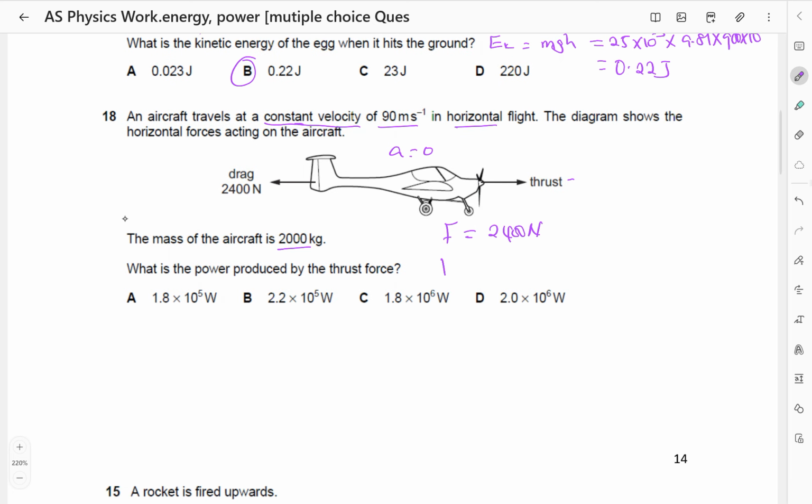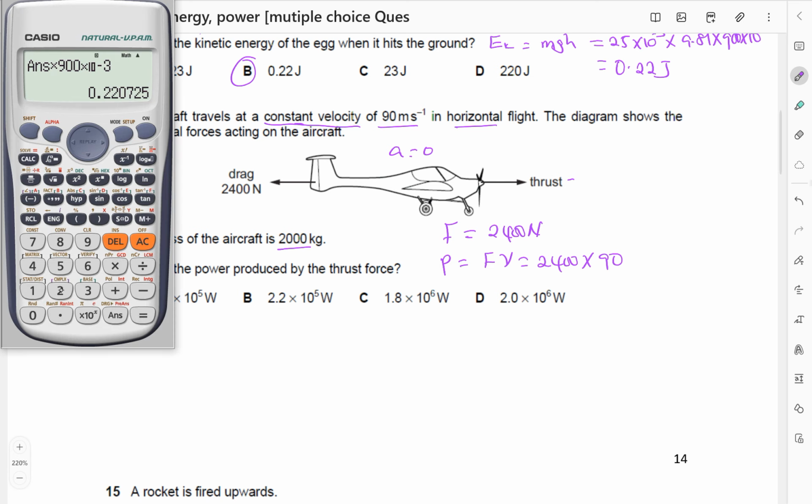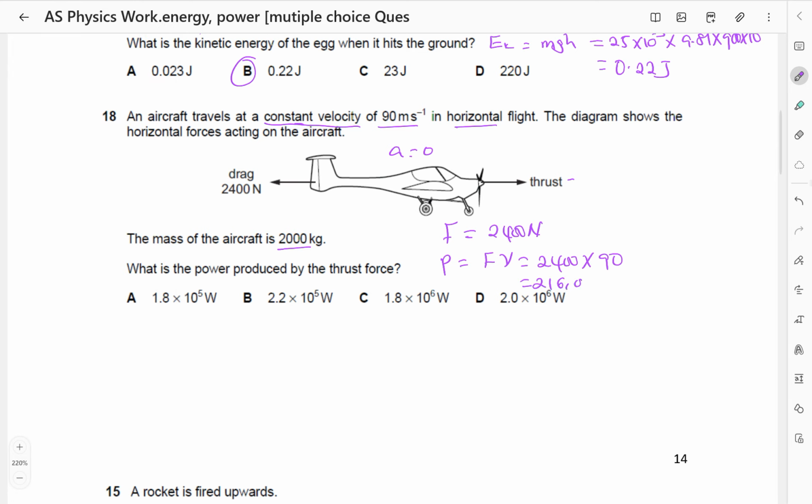So the power is simply going to be equal to the force times velocity, which will be equal to 2,400 times 90. 2,400 times 90 is 216,000 watts. And this makes our answer 2.16 times 10 power 5, which is 2.2 times 10 power 5. So the answer is B.